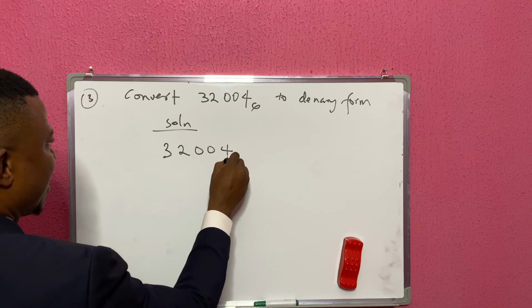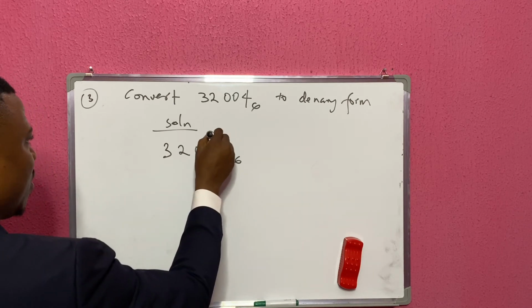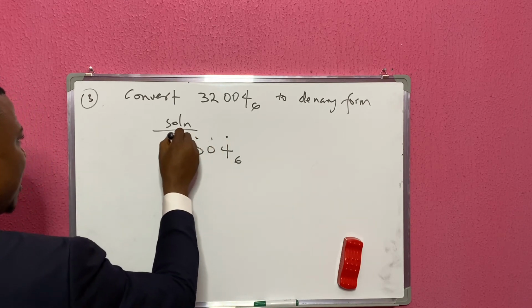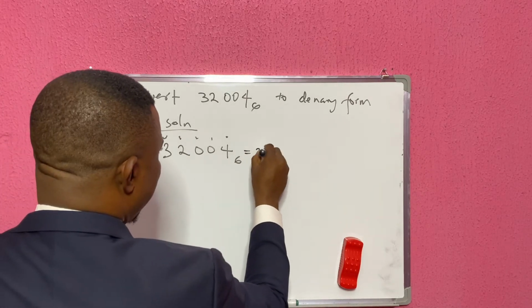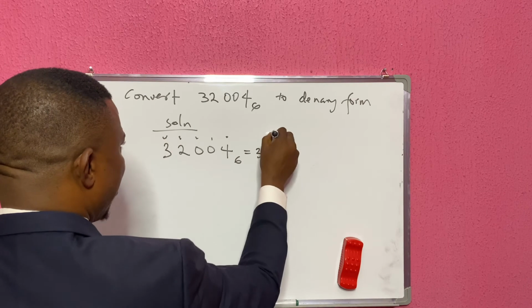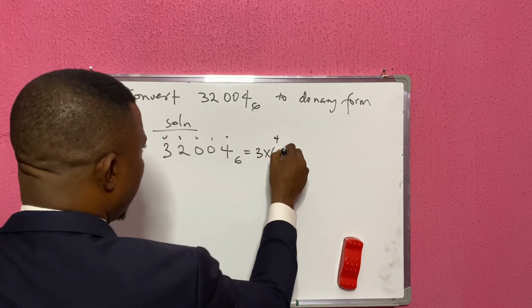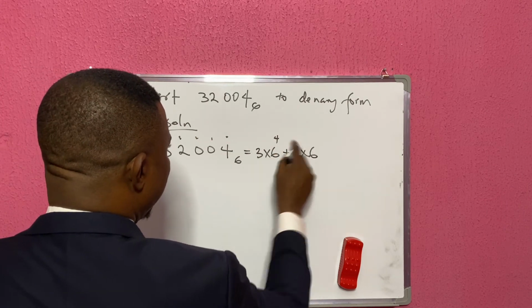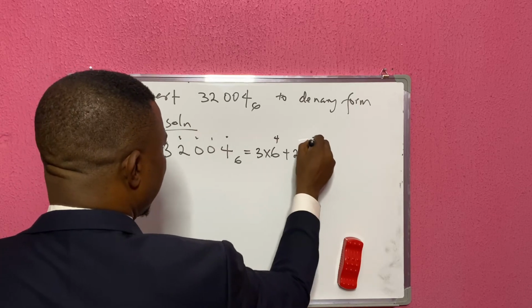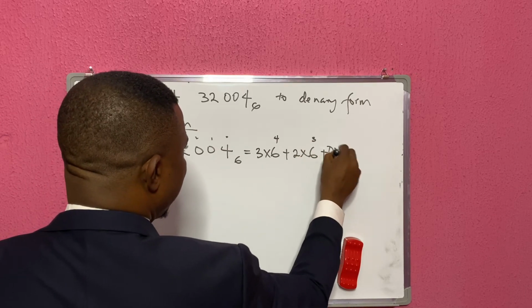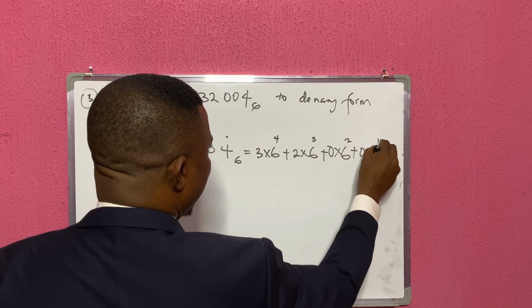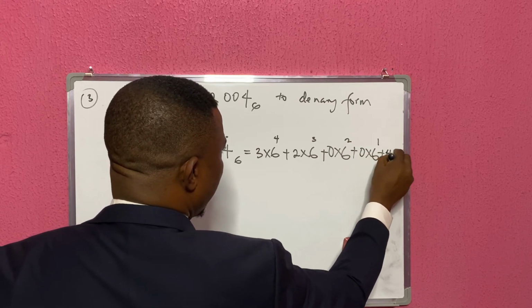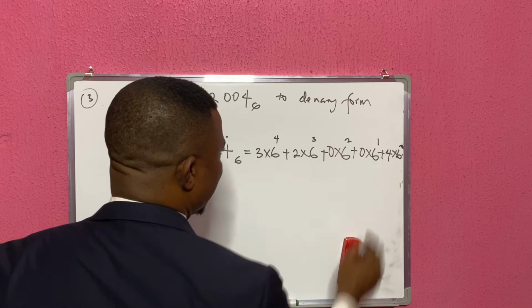32004 base 6. Here is 0, 1, 2, 3, 4. As usual, you will write 3 multiplied by 6, this base, raised to the power of 4, this 4, plus 2 multiplied by this base, power 3, plus 0 multiplied by this base, power 2, plus 0 multiplied by this base, power 1, plus 4 multiplied by this base, power 0.